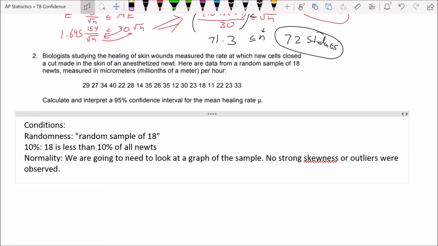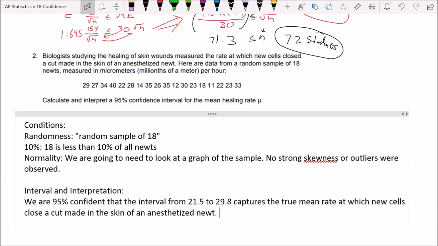Okay, calculate and interpret a 95% confidence interval. So y'all, it's going to be that canned response. Let's write it out. We are 95% confident that the interval from 21.5 to 29.8 captures the true mean rate at which new cells close a cut made in the skin of an anesthetized newt. Y'all, I want you to compare your answer to mine. Make sure yours is really specific. Notice I even referred to them as anesthetized newts because this study was not done on conscious newts. They're all anesthetized, which is for ethics probably a good thing. So make sure you are really specific and always include the context, and that's all you got to do.